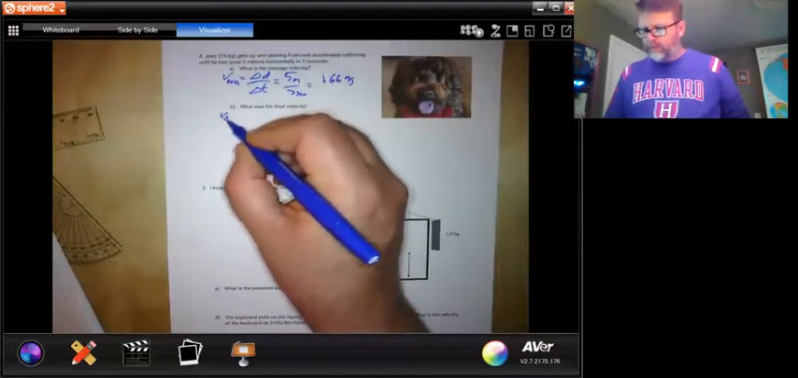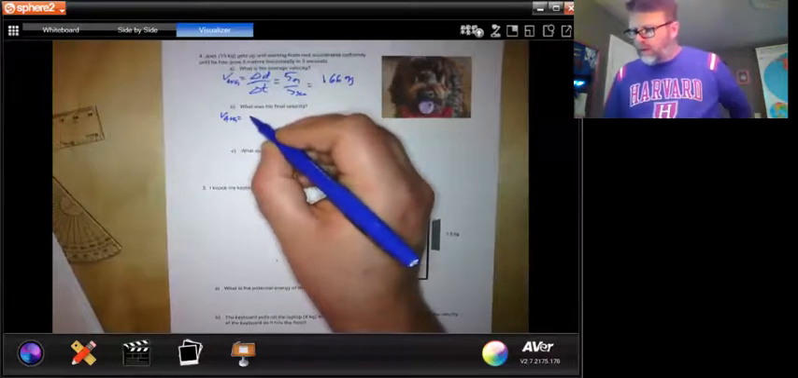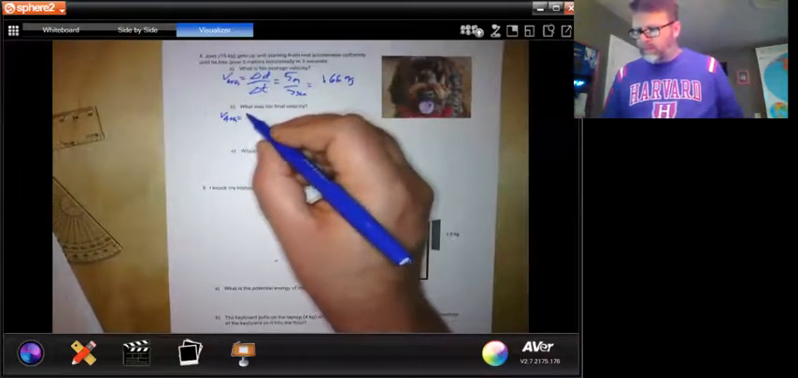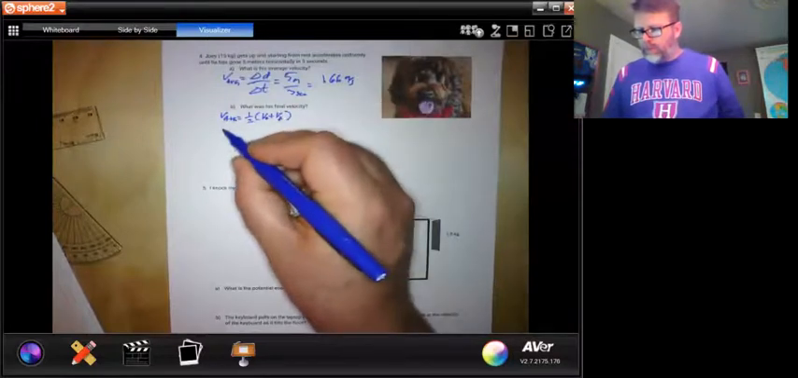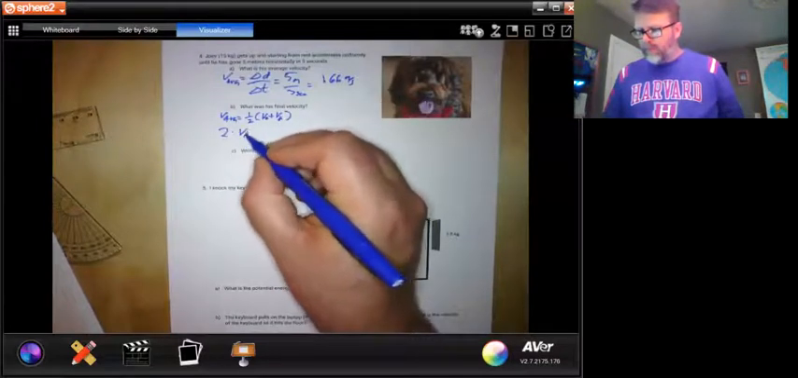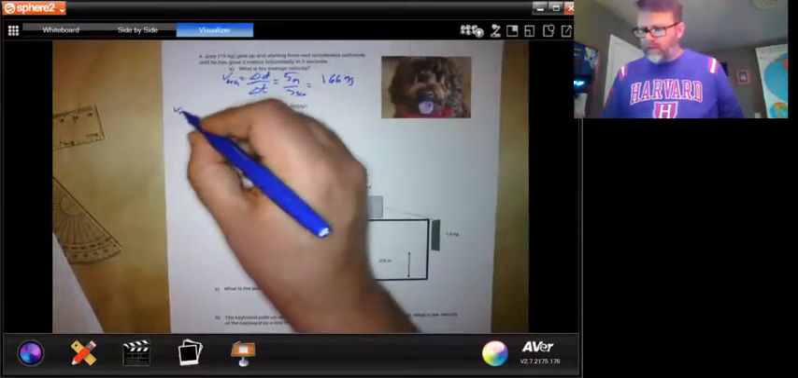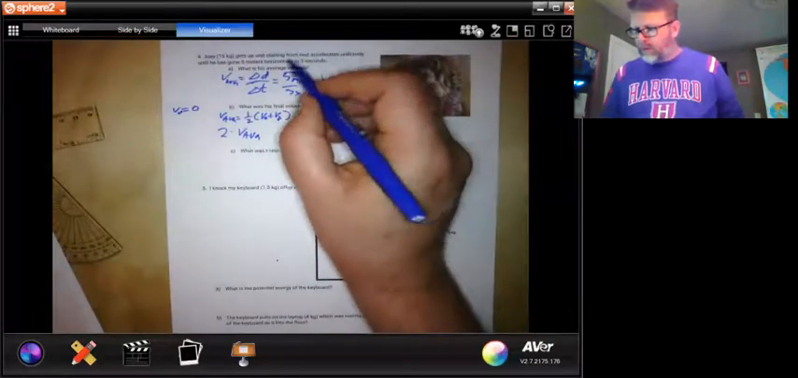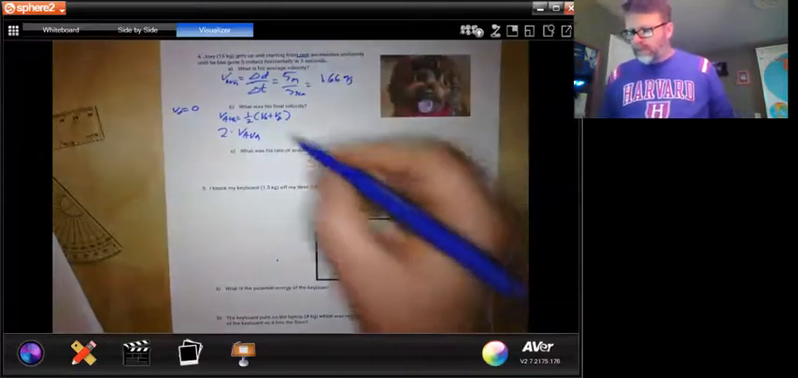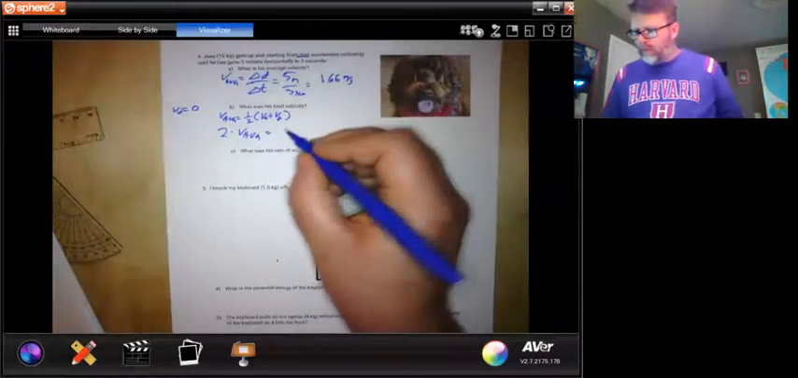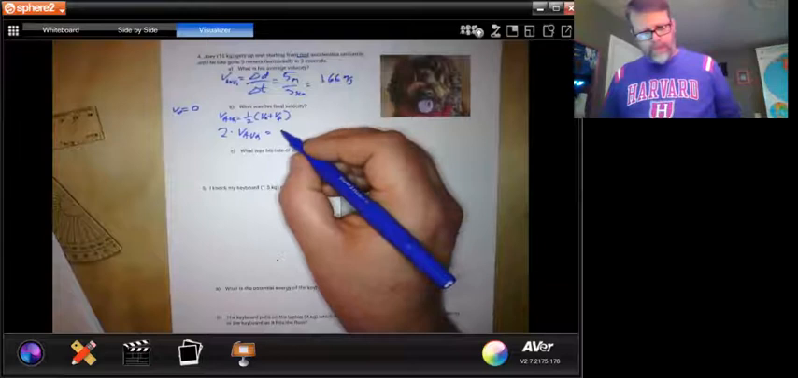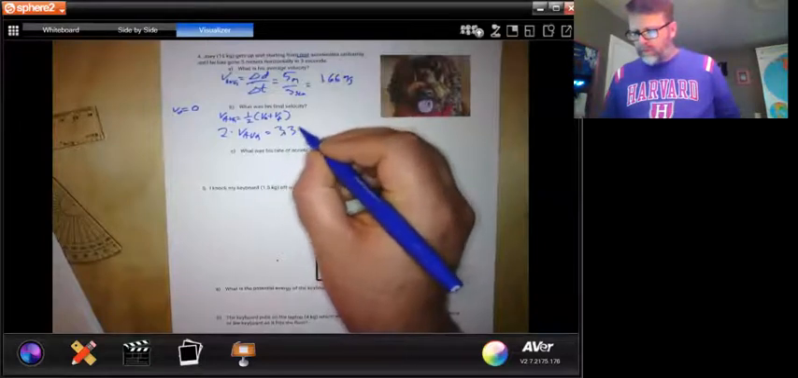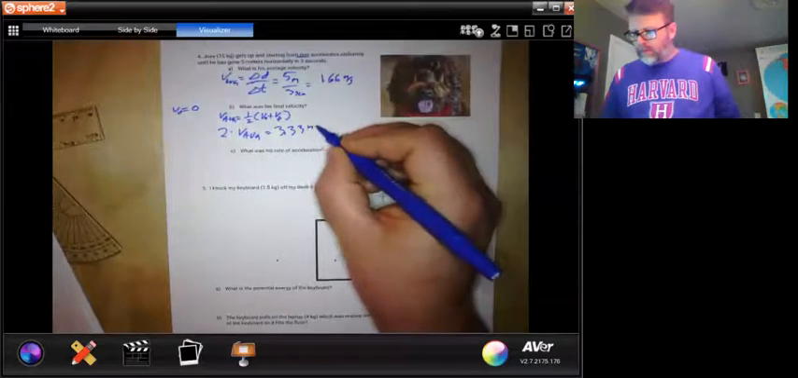What is his final velocity? So remember, this is going to be 1/2 (v initial plus v final). So we're going to multiply both sides by 2. And v initial equals 0, starting from rest. So this is going to be 10/3, or 3.33 meters per second.